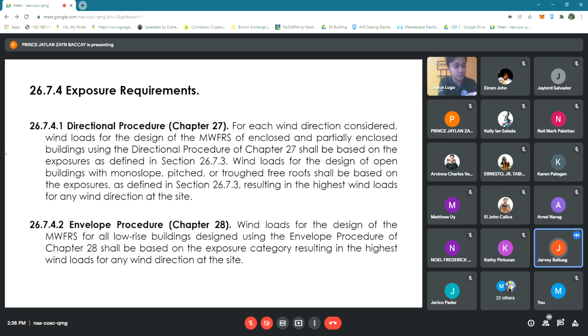There are actually 4 procedures, diba, under MWFRS system. Dun sa general, sa procedures kanina, sa MWFRS. Ito na yung dalawa sa screen natin. First, we have the directional procedure and then the envelope procedure, other 2. Then the directional procedure for building appurtenances and the other one is the wind tunnel. Okay, very good, Jarvie.